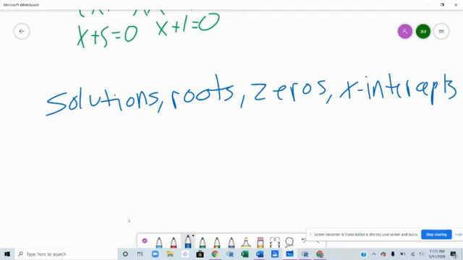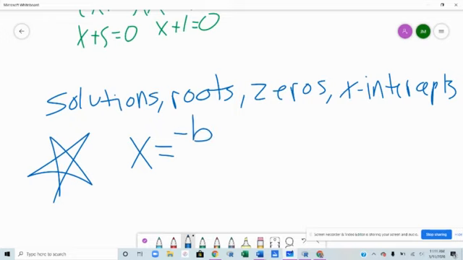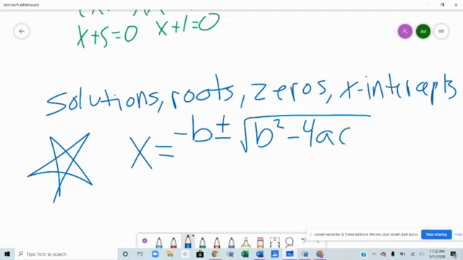So the quadratic formula, this is what you will end up memorizing, is x equals, or whatever your variable is, negative b plus or minus the square root of b squared minus 4 times a times c, all over 2 times a. So negative b plus or minus the square root of b squared minus 4 times a times c.